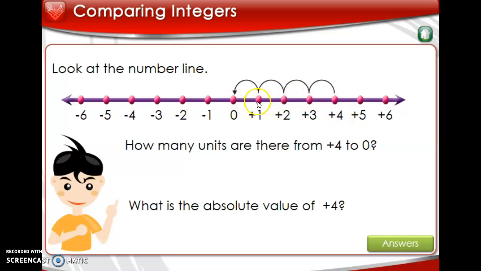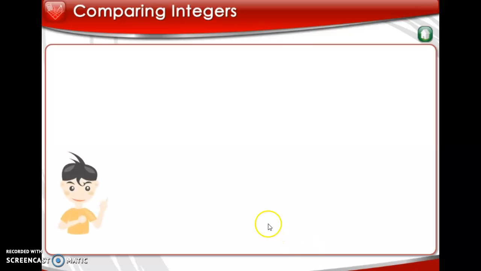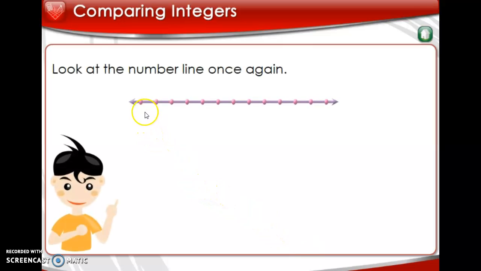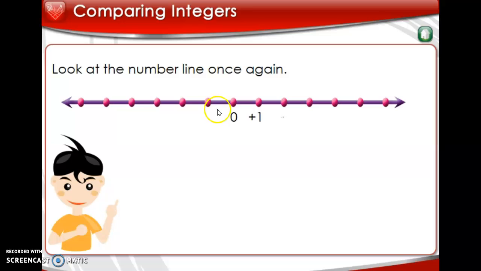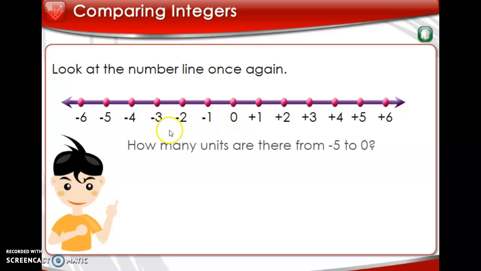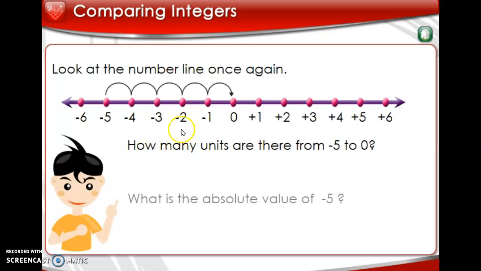1, 2, 3, 4. What is the absolute value of positive 4? The answer is 4. Look at the number line once again. Okay, in the right side, remember the positive numbers. In the left side, we have the negative numbers. And now, how many units are from negative 5 to 0?